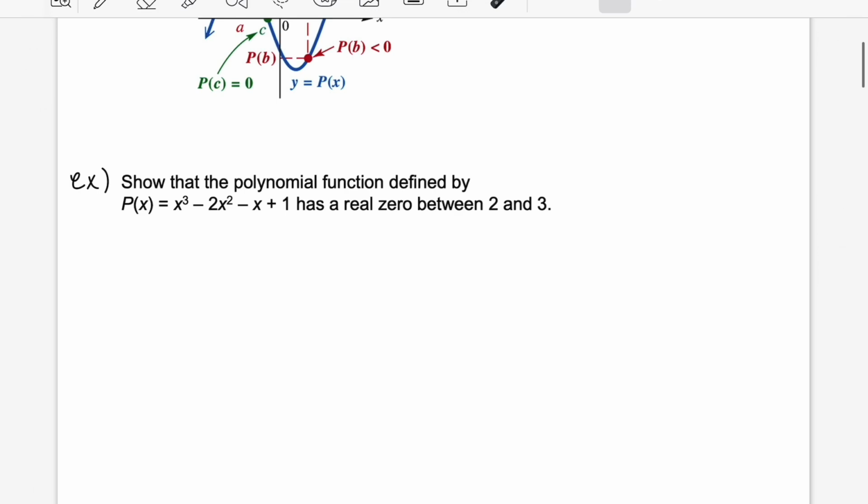We want to show that the polynomial function defined by this has a real zero between the numbers 2 and 3. Okay, so we'll do so using our intermediate value theorem. So first we're going to evaluate our function at 2 and at 3.